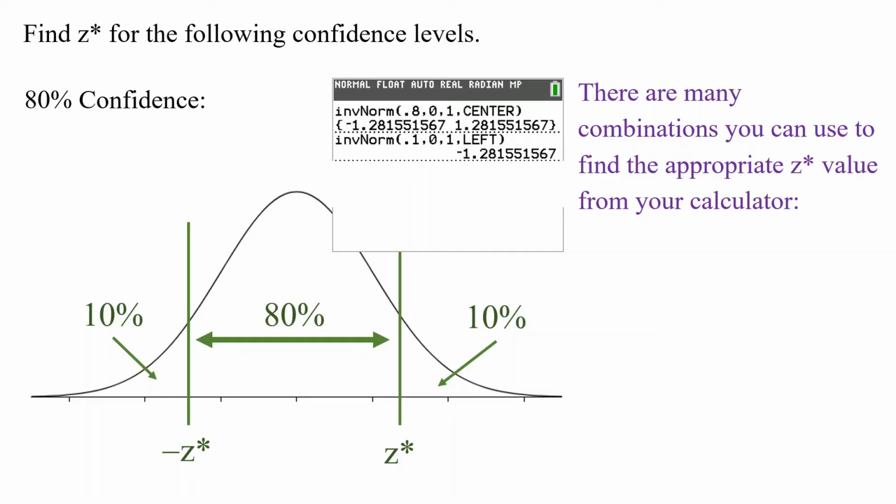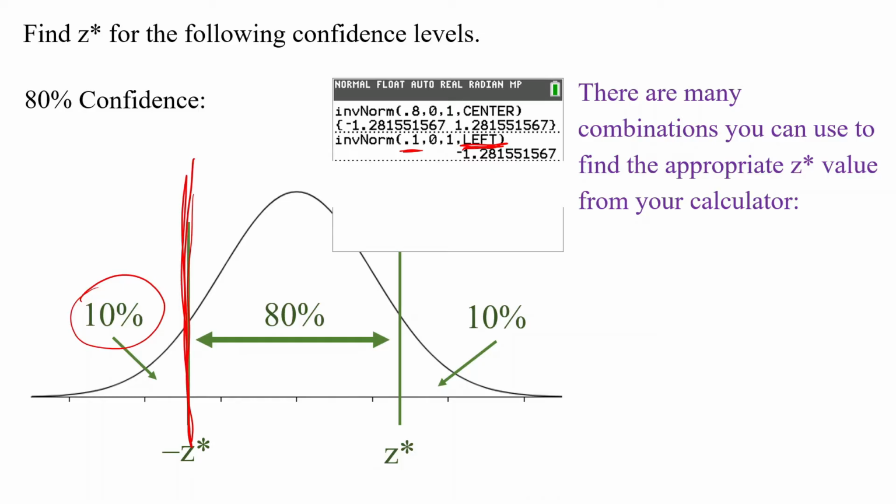If you don't have that option for choosing the center, which some of the TI-84s do not, if you have an older version of the calculator, it always finds inverse norm to the left of some value. So if you put in inverse norm of 0.1 to the left, that means you're looking at 10% to the left of what value?